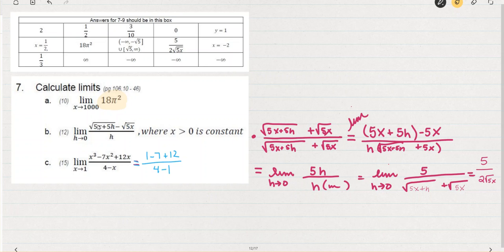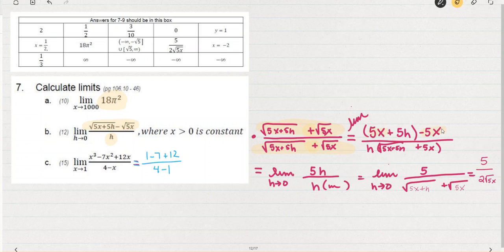For part B, if I replace the h with 0, direct substitution, I get a 0 in the denominator. So I have to find another method to simplify this. The method of simplifying this is to multiply by the conjugate of the square root of 5x plus 5h minus the square root of 5x. So that's the square root of 5x plus 5h plus the square root of 5x, and I put that over itself. And when I multiply the numerator and denominator, I end up being able to divide out that h, because the 5x minus 5x cancels itself out.